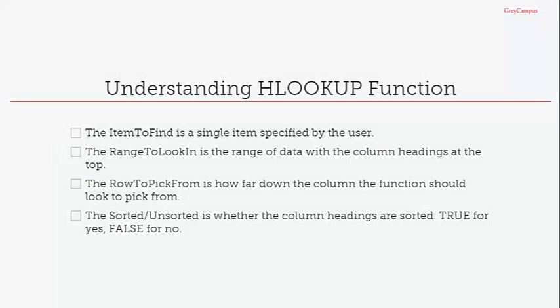HLOOKUP also has a similar kind of parameters. There are 4 parameters. The first one is the value to find, the second is the array from where the value is to be looked up. The third is the row that I have to select from those data points, and the fourth one is definitely whether it is sorted or not sorted. We call it a range lookup. At times we also say it as an approximate match or an exact match. Those things we will see in detail when we proceed forward.